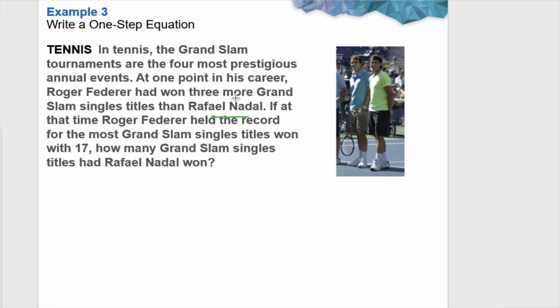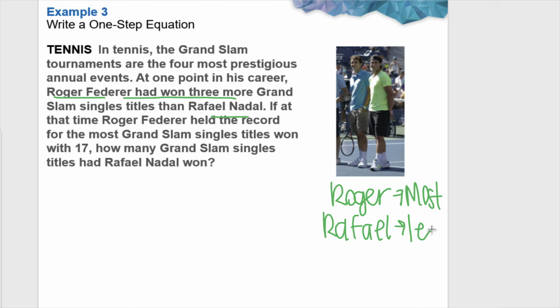So what I like to do here is say, okay, since it says Roger had won 3 more, that means Roger had the most, but Rafael had the least. That's going to help me decide, does my answer actually make sense once I'm done? One way we like to think about this, because writing equations is kind of tricky, is to think about how I would solve the equation first, and then whatever I do to solve the equation, I would show that opposite operation within my original equation.